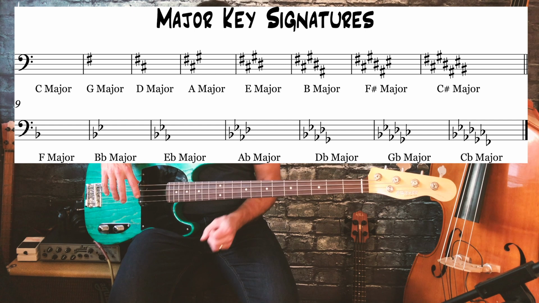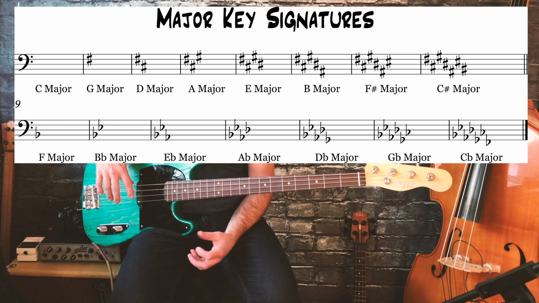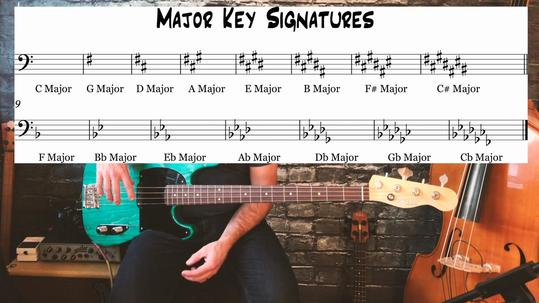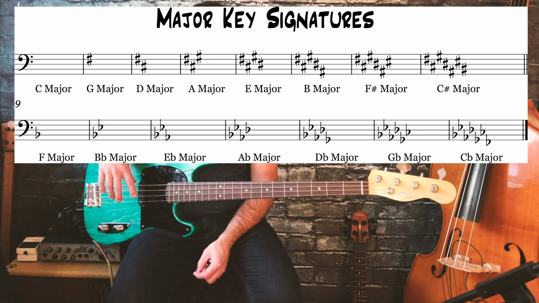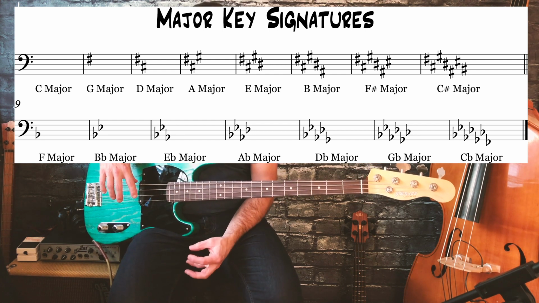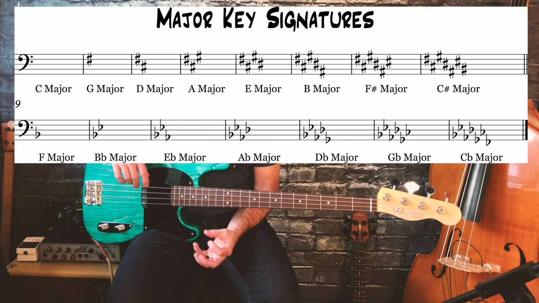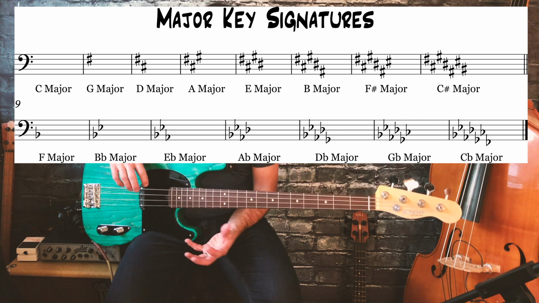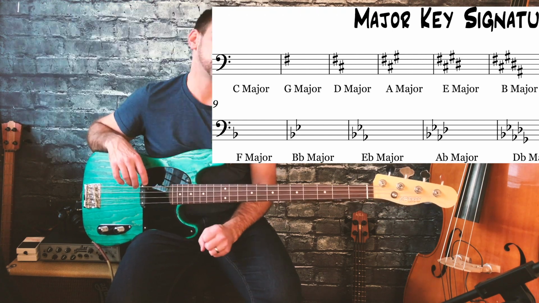So have a look at those. And then we've got the flat keys. So we've got F with 1 flat, B flat with 2 flats, E flat with 3 flats, A flat with 4 flats, D flat with 5 flats, G flat with 6 flats, and C flat with 7 flats. So they're the major key signatures, and they're going to tell you what sharps or flats are in each piece of music. Sharps and flats are also called accidentals. Now you can have other sharps and flats other than the ones in the key signatures, but they're the ones that are most likely to happen in that piece.